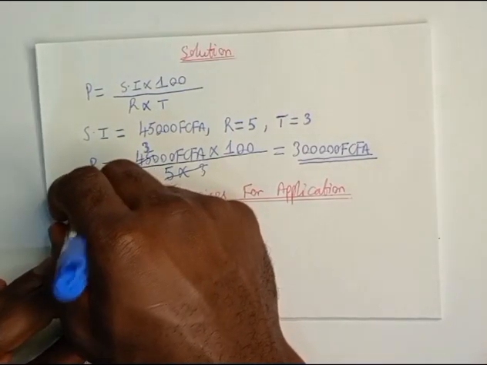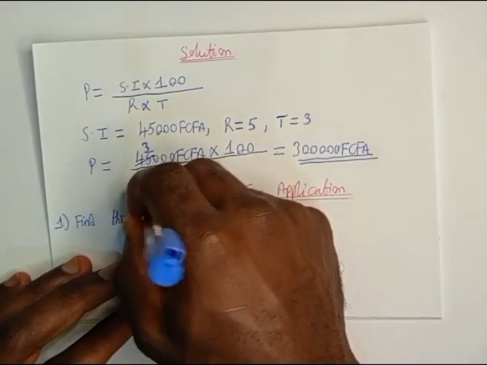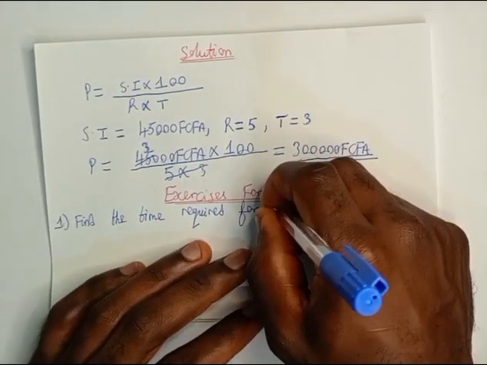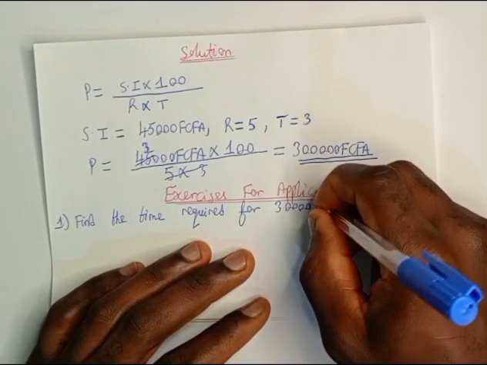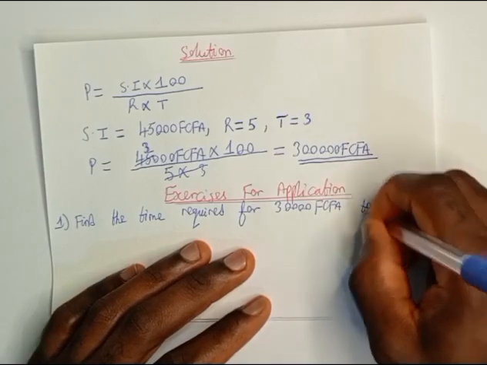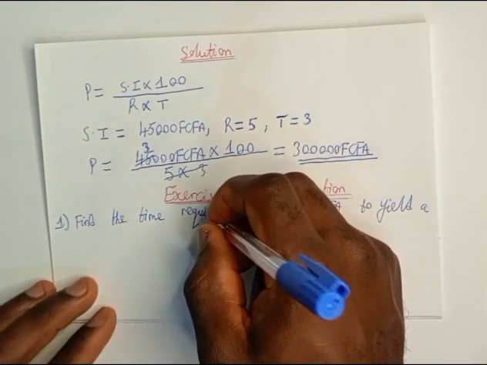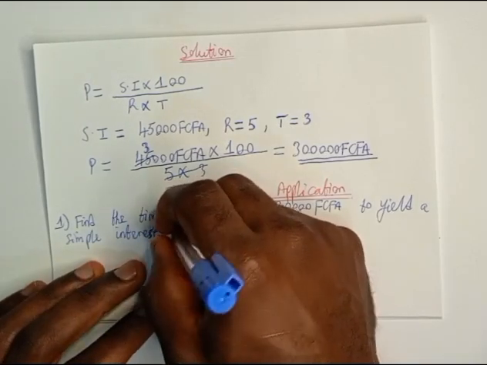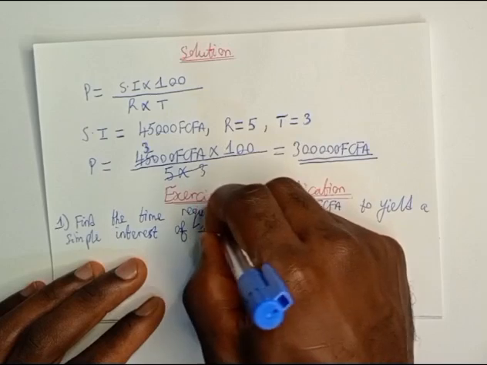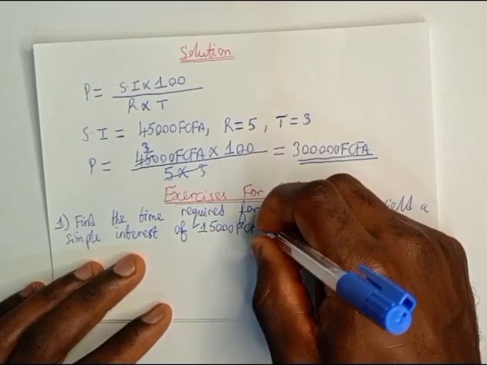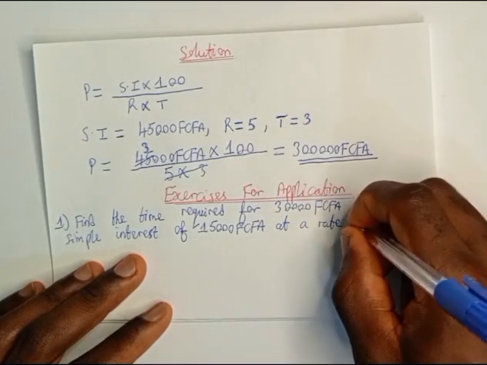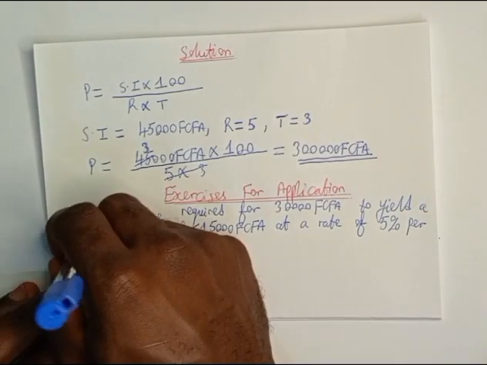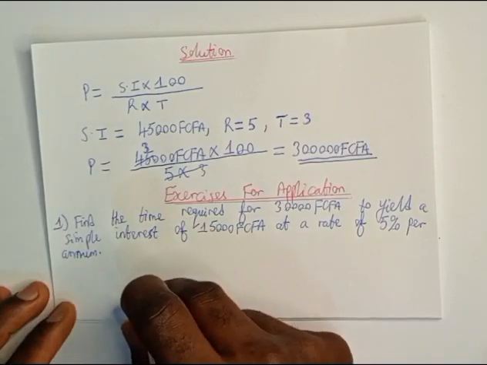Question 1 says, find the time required for 30,000 francs CFA to yield a simple interest of 15,000 francs CFA at a rate of 5% per annum.